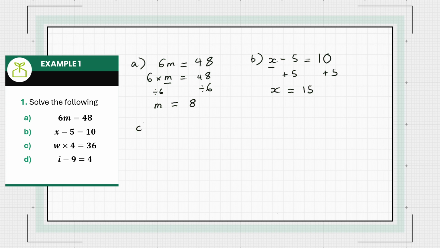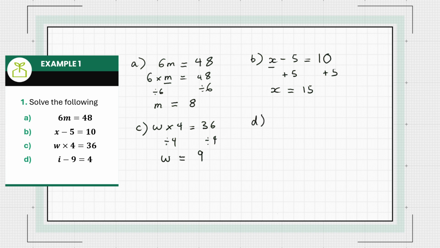Alright, let's look at C. We have w multiplied by 4 is equal to 36. So we want to get rid of this times 4. So let's do the inverse operation and let's divide by 4. Alright, 4 times w and then divided by 4 will just result in w. And then we just have to divide 36 by 4, which is just 9.